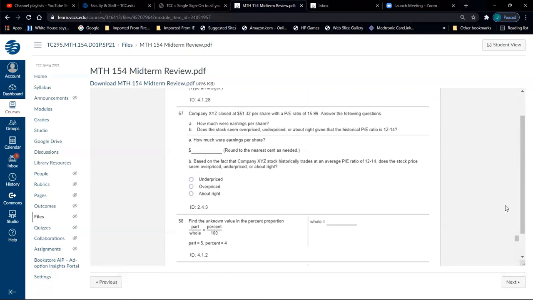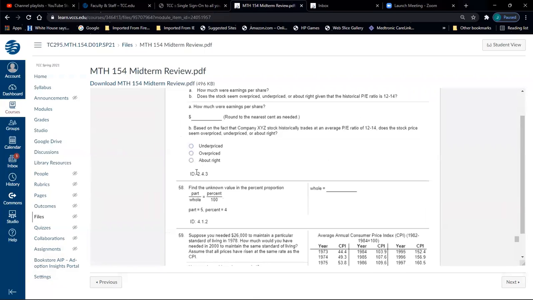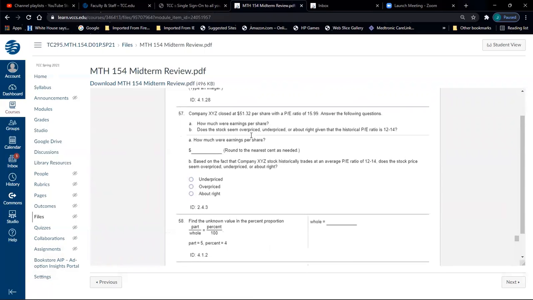Now, if you don't get it right, how do you figure out how to do it correctly? Well, you go back to your notes and review stuff. You go back to the videos and review stuff. You find similar homework problems and you review them. You'll find little ID tags, and the first two numbers tell you the chapter and the section. So if you're having a problem with number 57, then you can go back to section 2.4, and there's probably a homework problem that's similar to it.